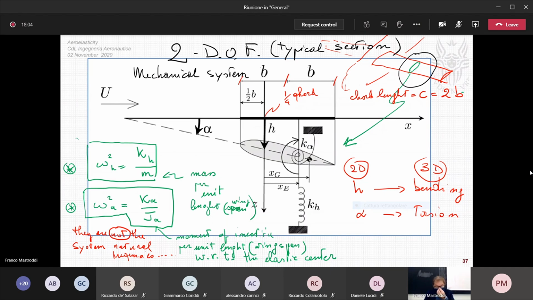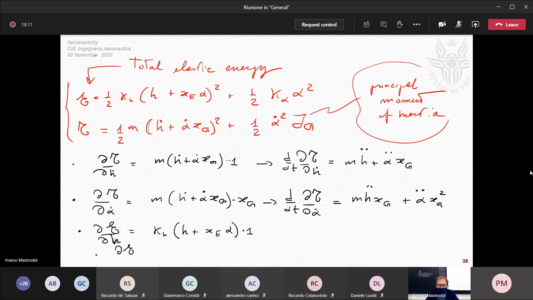After this detailed geometrical description, last time we obtained these two equations in this way. First we express the total elastic energy and the total kinetic energy here. So for the total elastic energy, you have these notes. You don't have to write anything. You already have this. So this is the node.